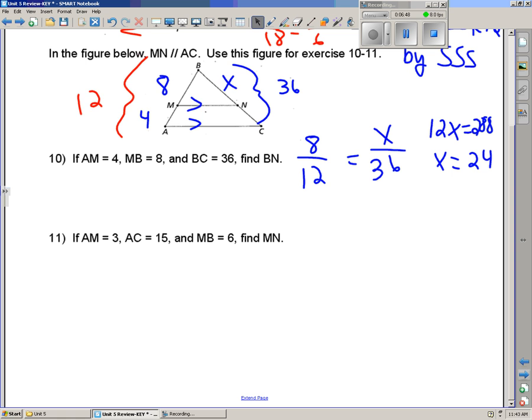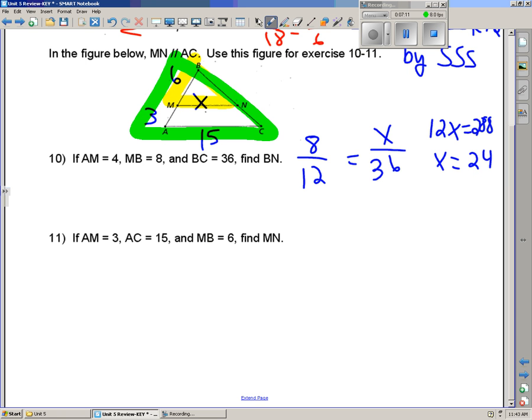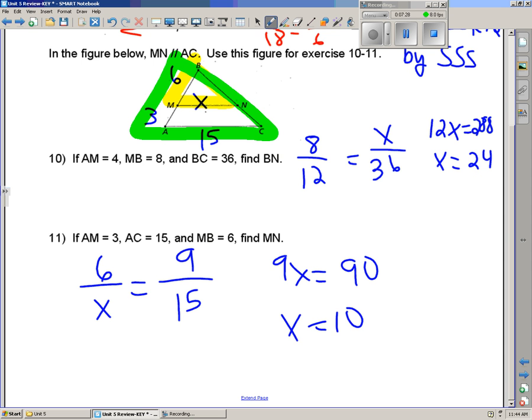The next part changes some pieces. So let's change these guys. So now we've got AM to be 3, AC is 15, MB is 6. What's MN? Here's where you have to be careful because you're dealing with bottoms, and bottoms have complete sides. So you could say that yellow side is to yellow bottom, as green side, 6 plus 3, is to green bottom. And then cross multiply here, you get 9x equals 90, and x equals 10.